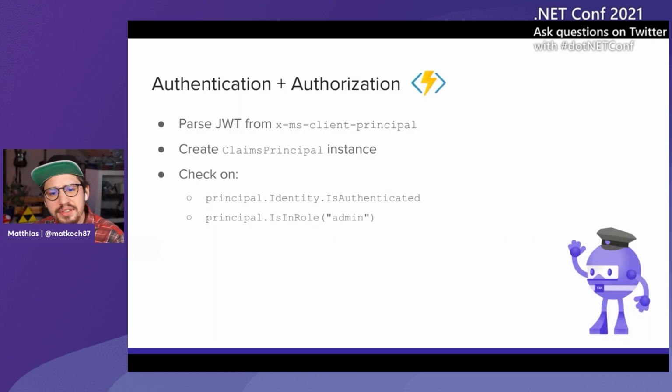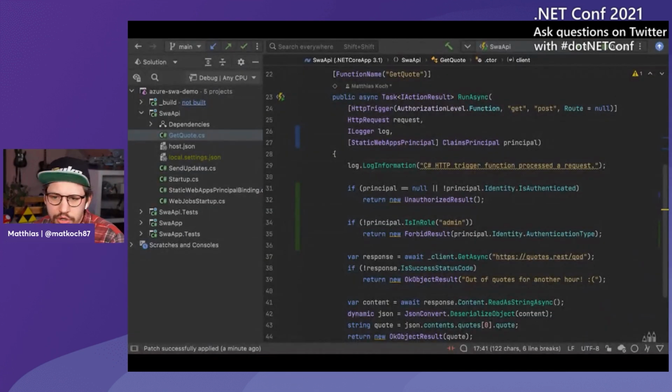Now, this is one part of the equation, the front-end part. But actually, we also need to guard our backend service with the appropriate authorization checks. And for that, we can just parse the JSON web token from the X-MS-CLIENT-PRINCIPAL request header. From that, we can create a claims principal instance. And with that, we can actually check if the user is authenticated and is in a particular role.